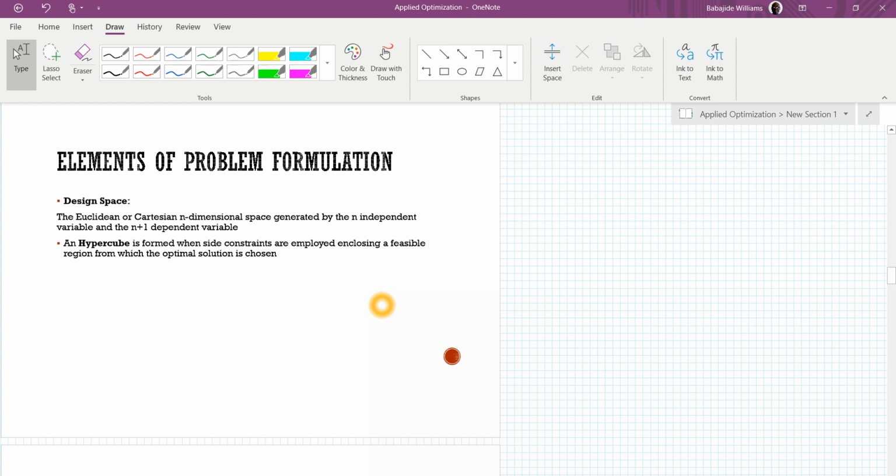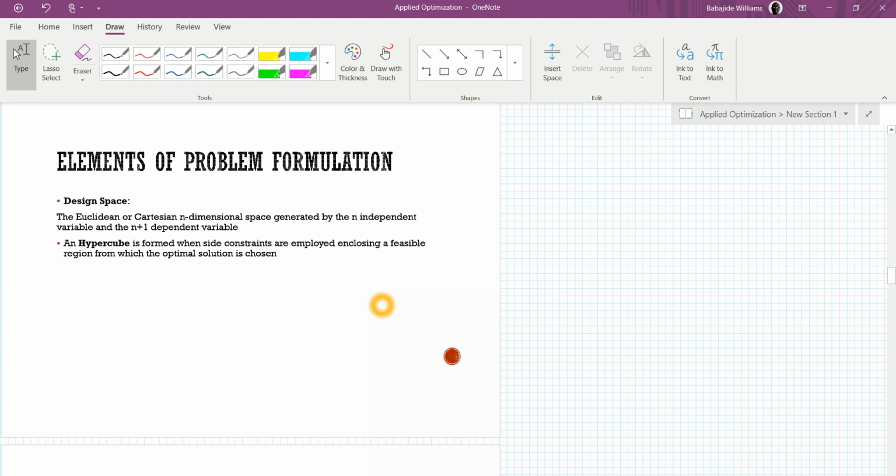Okay, so elements of problem formulation continued. We also have the design space. Like I mentioned earlier, the polyhedron or the hypercube describes the feasible region for which the optimization problem is true. The word feasible region means where you have feasibility of your optimization problem.